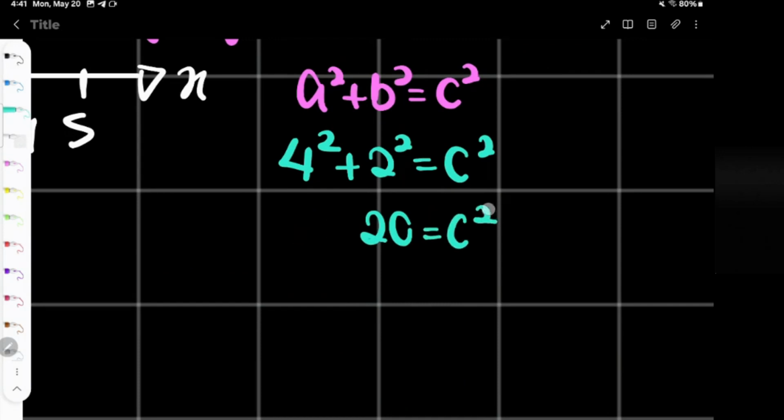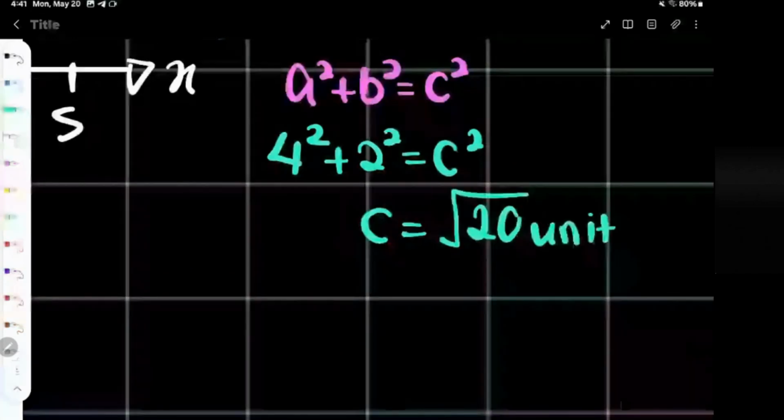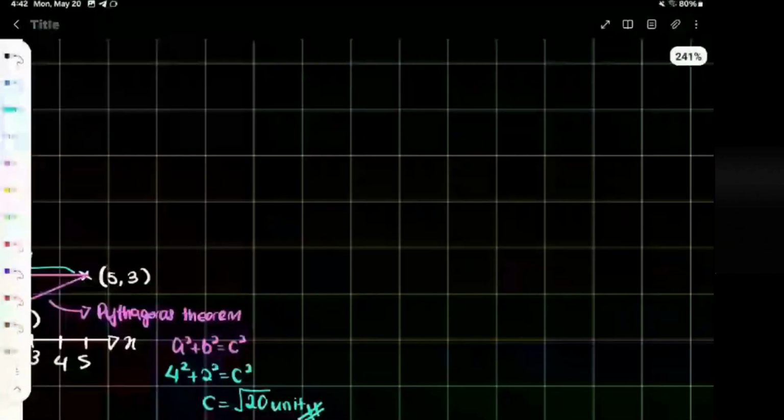Okay. And what is the c square? Of course, the answer is square root 20. You can leave it like that, right? But the final answer will be including units. Okay. So this is the final answer.